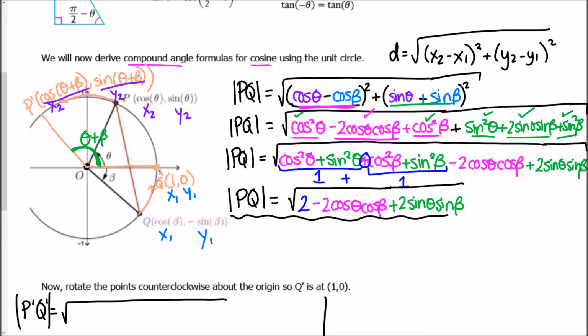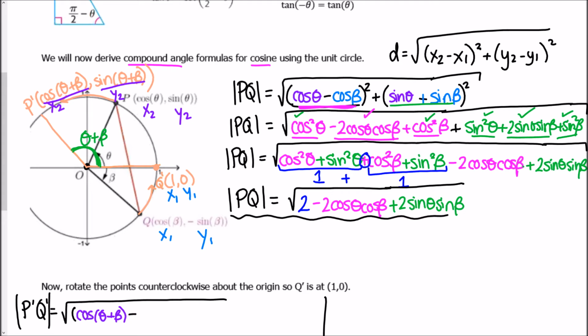So if I were to use the distance formula right here, it's the square root of x2 minus x1. So we know that x2 is cosine of theta plus beta, okay, minus 1.